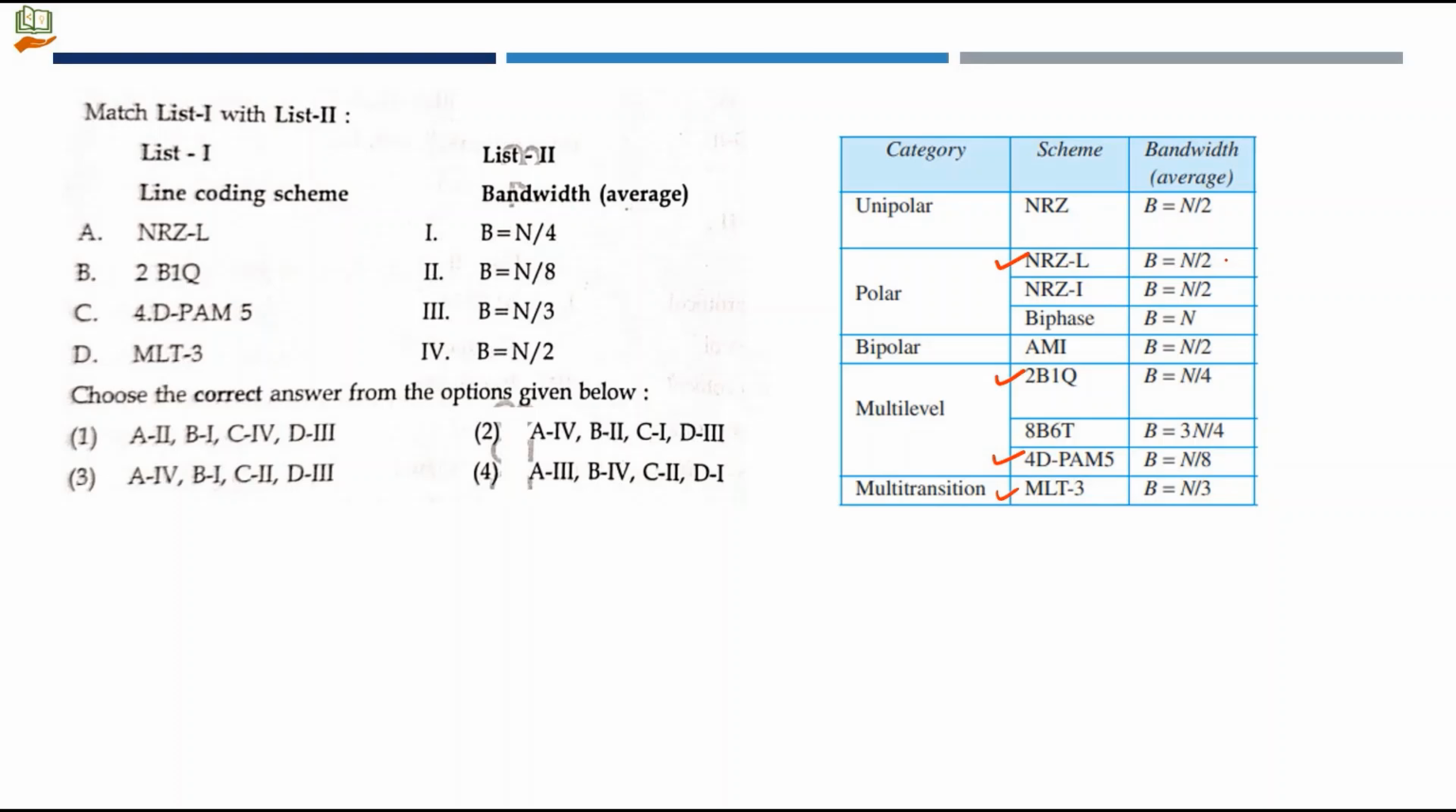NRZ-L, A will be mapping to B is equal to N by 2. A4 is available in 2 options. Next we have 2B1Q. It has an average bandwidth of N by 4. B is mapping to 1. We have B1 here, so this is ruled out. Already these two are ruled out. What about 4D-PAM5? The bandwidth will be N by 8. C is mapping to 2. MLT-3 will have a bandwidth of N by 3. D is mapping to 3. From this we can say option number 3 will be the right answer.